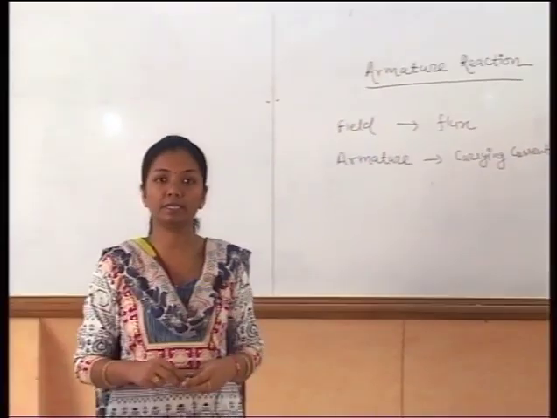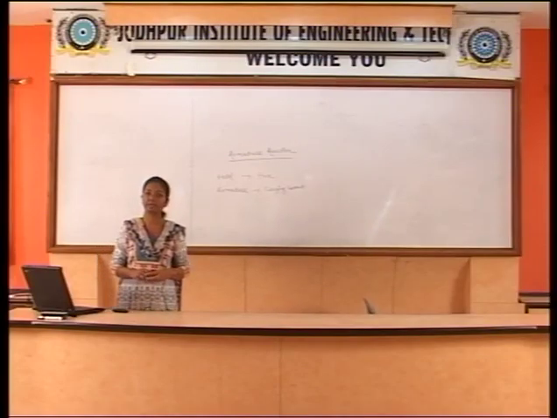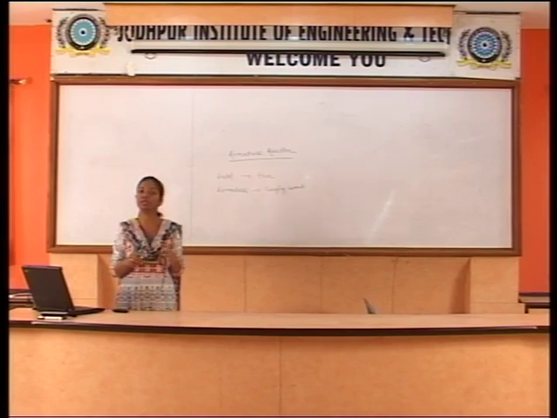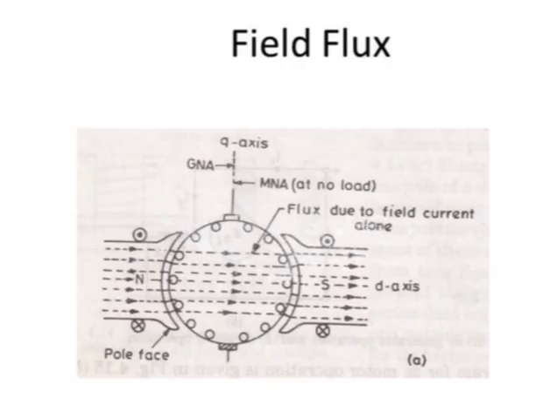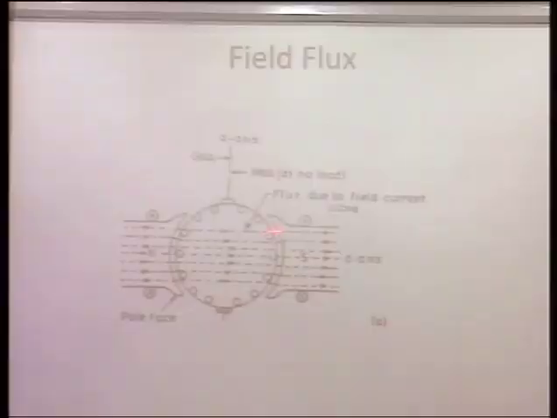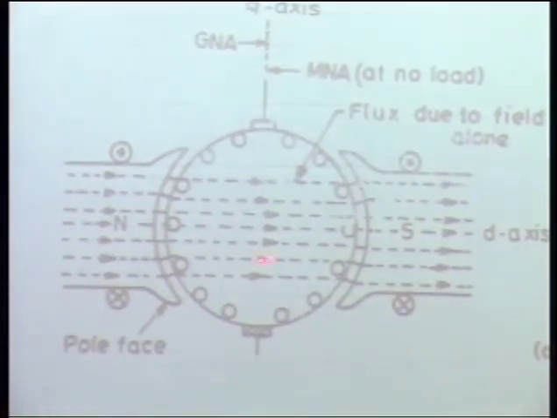In the coming diagrams I will be explaining how the field flux, how the armature flux, and how the resultant flux will look. In the first diagram it is the field flux, when we are not considering the flux produced by the armature conductors. It is a diagram of a two pole machine, north and south. The flux is emerging out of the north pole and entering into the south pole, so the flux is travelling from north to south.